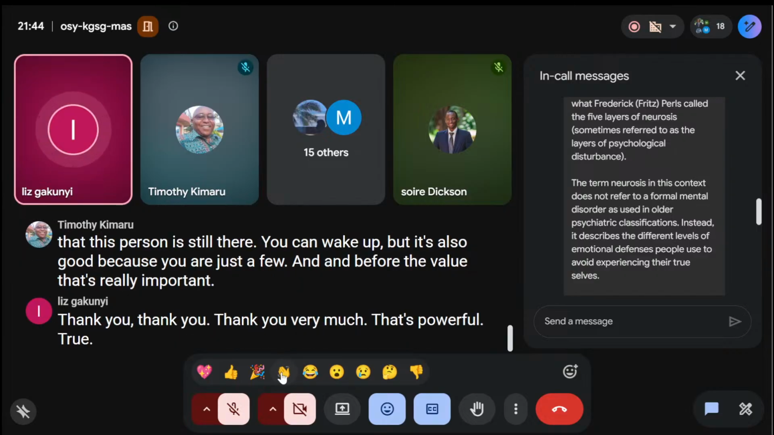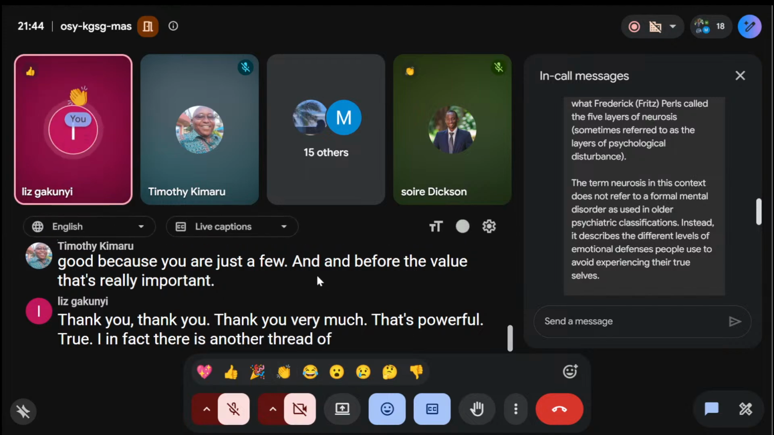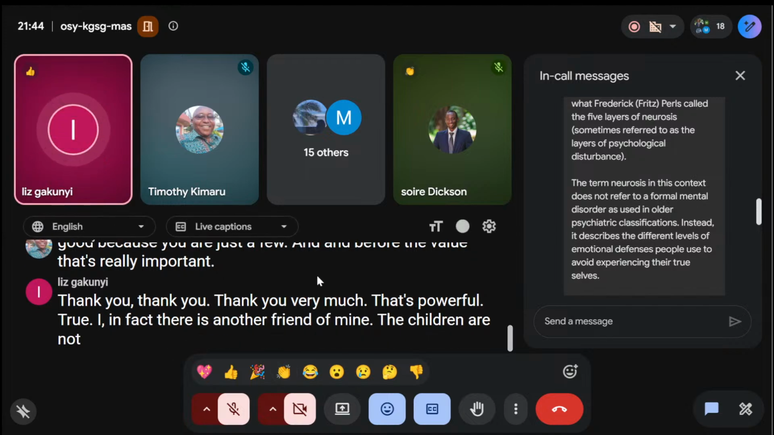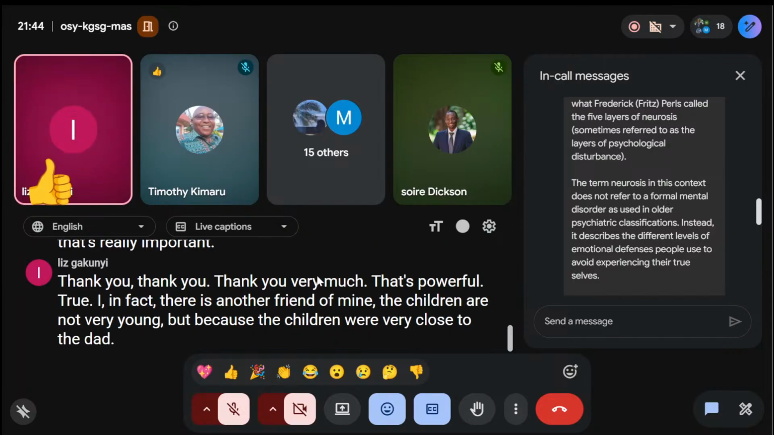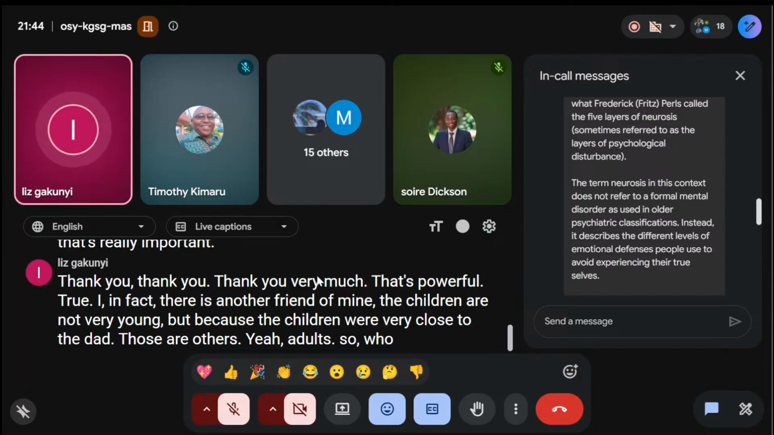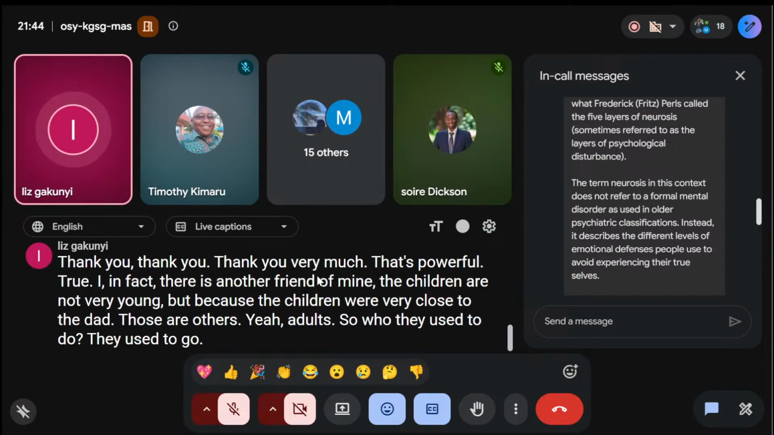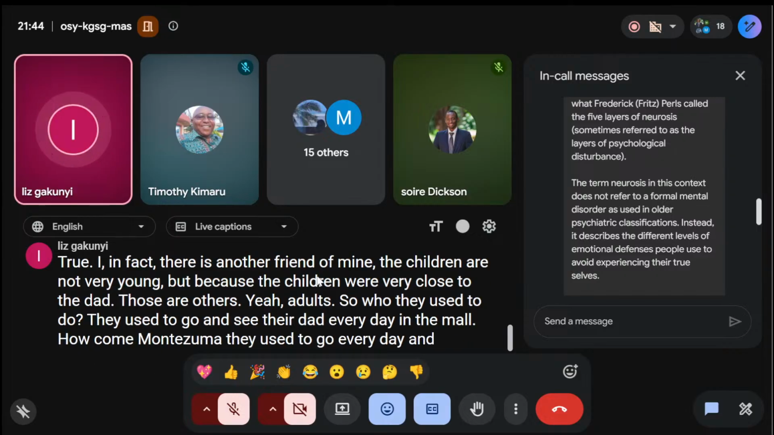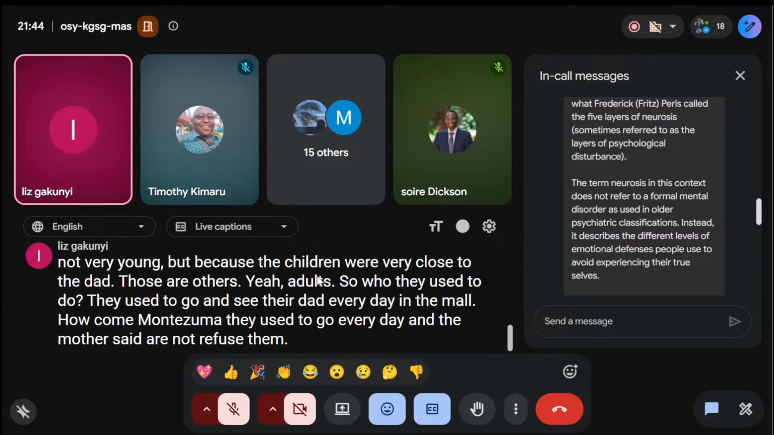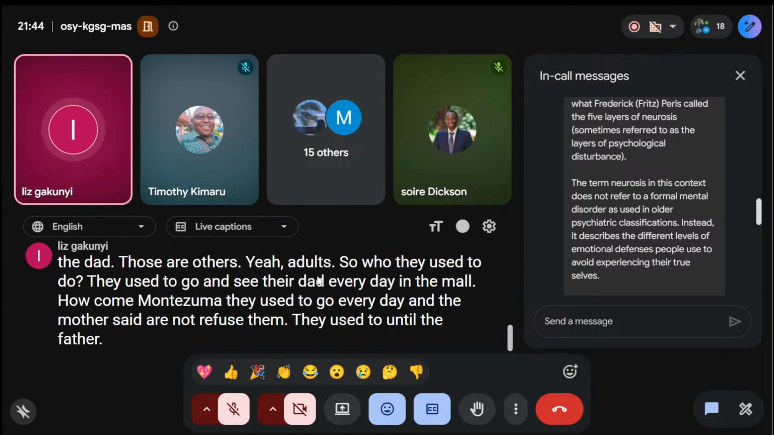True. In fact, there is another friend of mine. The children are not very young, but because they were very close to their dad, those are young adults. So what they used to do, they used to go and see their dad every day in the morgue, Papa Montezuma. They used to go every day, and the mother said, I will not refuse them. They used to, until the father was buried.